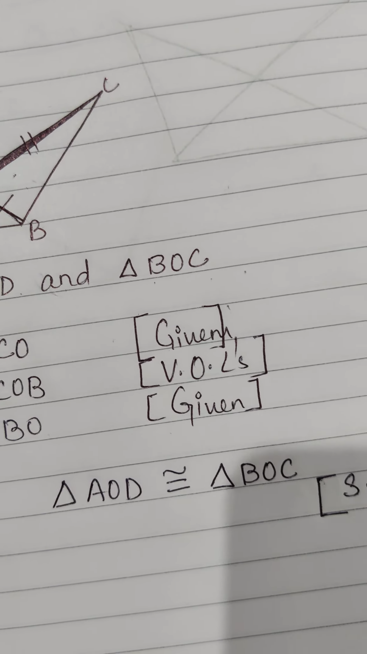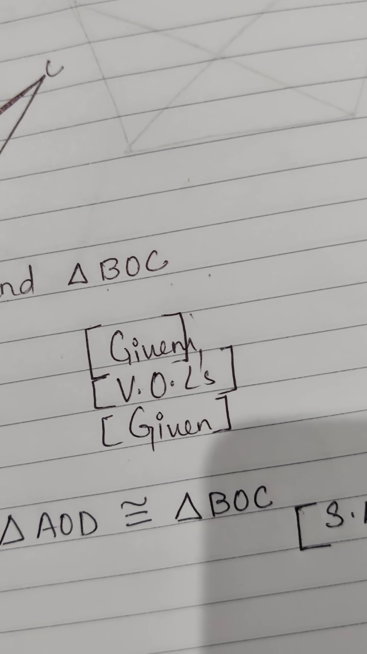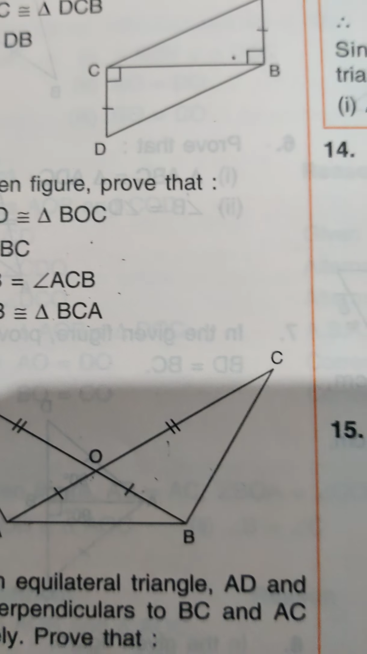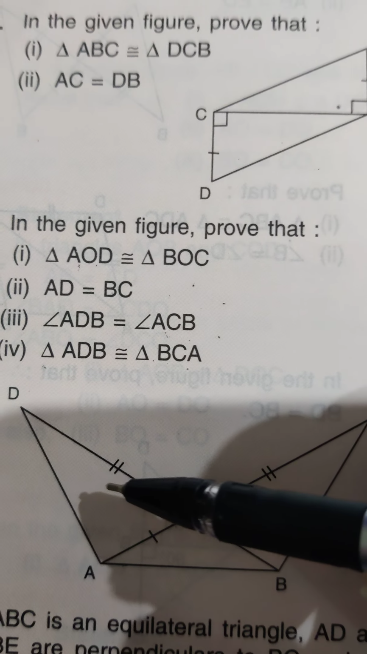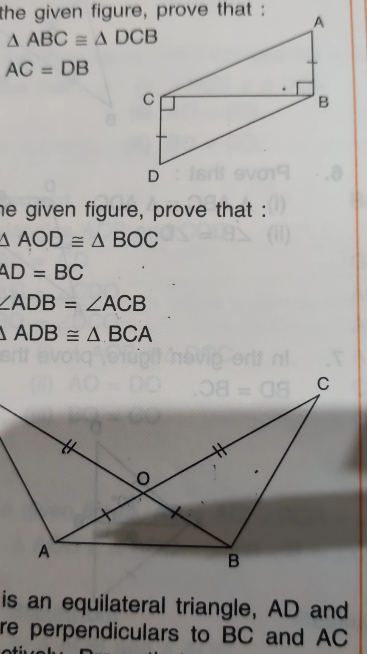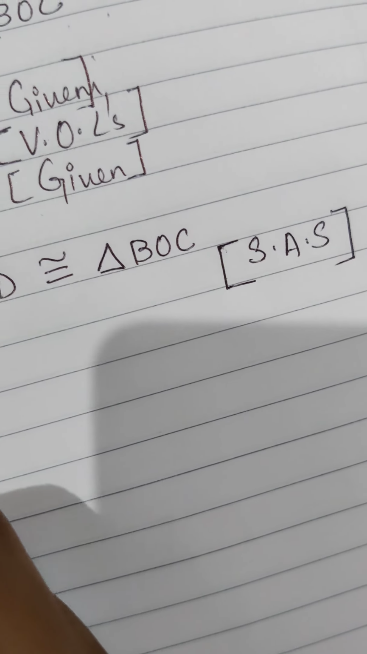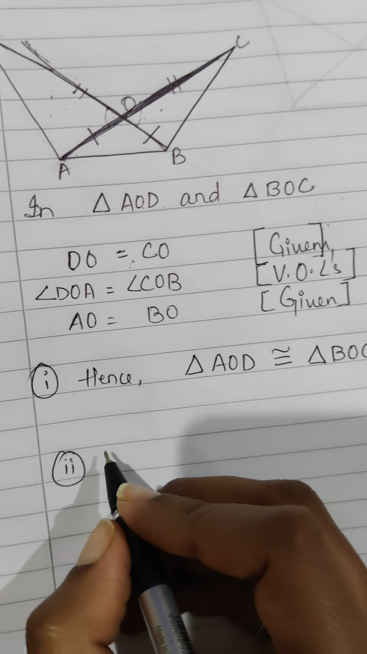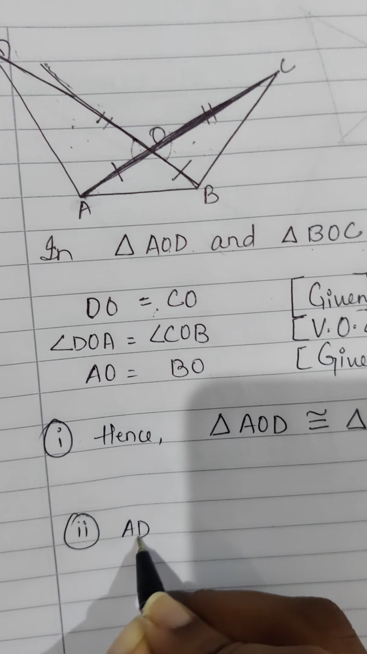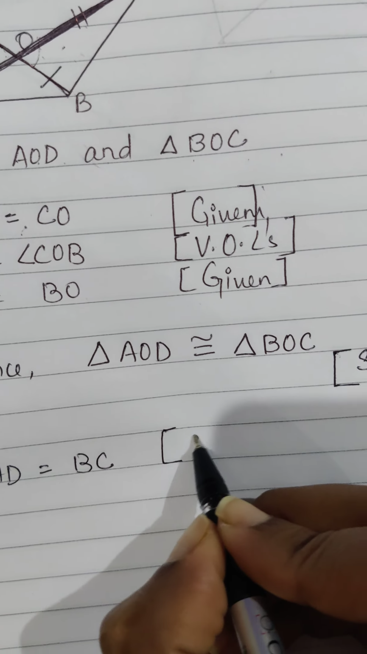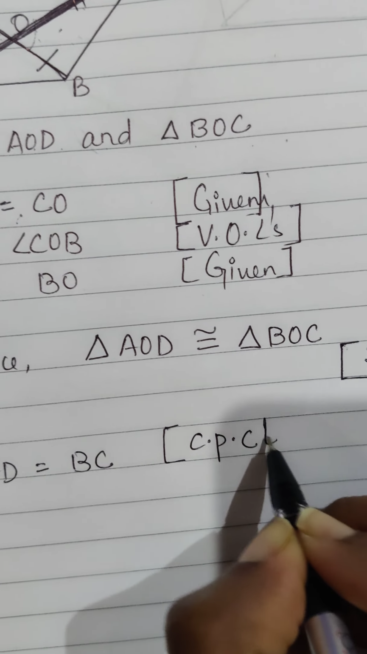Next, now we know that when two triangles are congruent to each other, their corresponding parts will always be equal. So next thing, if you see here, they have given AD is equal to BC. Now AD is the part of triangle AOD and BC is the part of triangle BOC. So these two can be equal. Why? Because they are corresponding parts of the congruent triangles. This was the first part. Second part, we can write AD is equal to BC. The reason is CPCT.